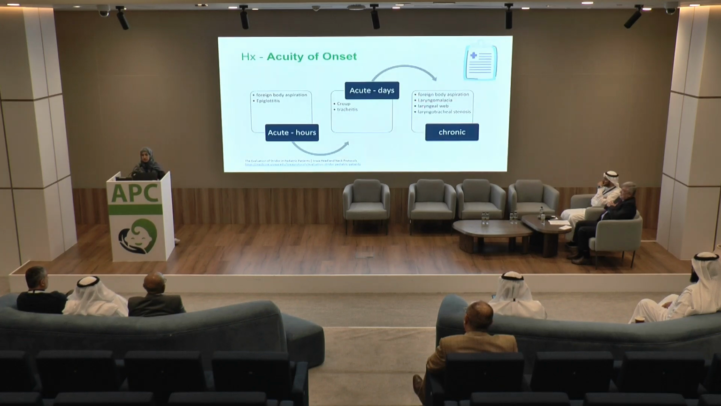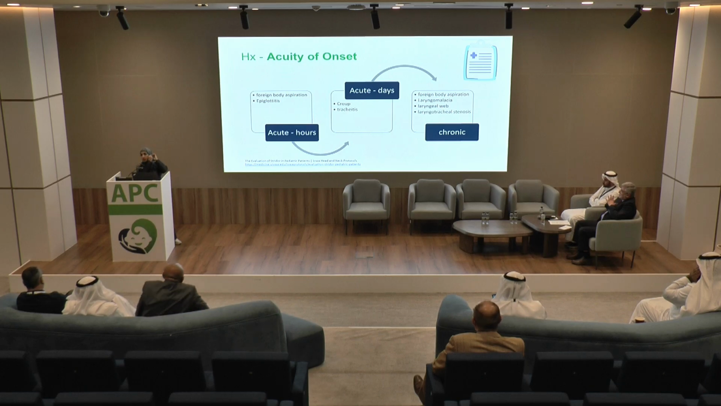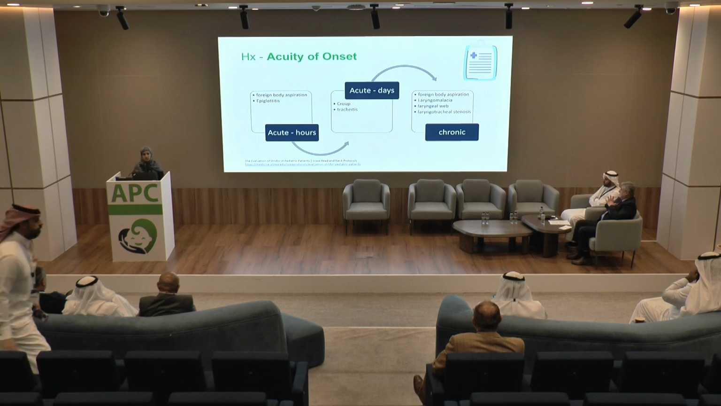And as we said, the acuity of onset is very important. You can plot the differential diagnosis just by asking a simple, quick question: did it come in hours, days, or is it chronic? Here I should put foreign body aspiration into hours, days, and chronic, because we can have children who aspirated a foreign body coming to you even months later with a few months' history of noisy breathing in a child who was not asthmatic before. So you should raise the question of foreign body aspiration.